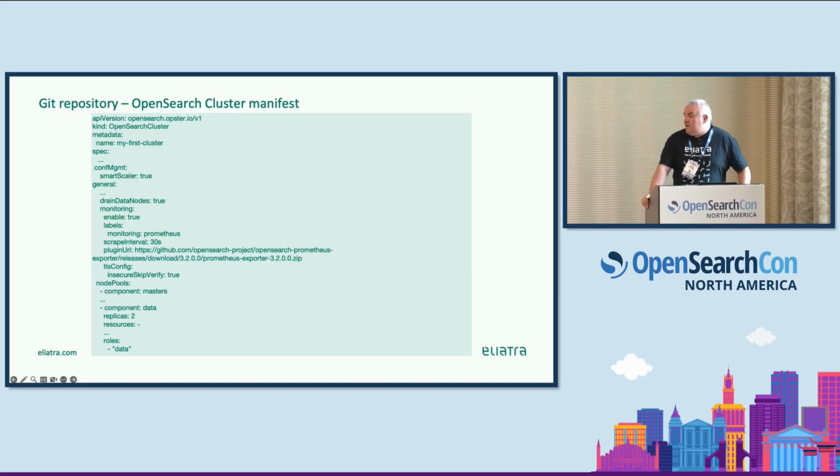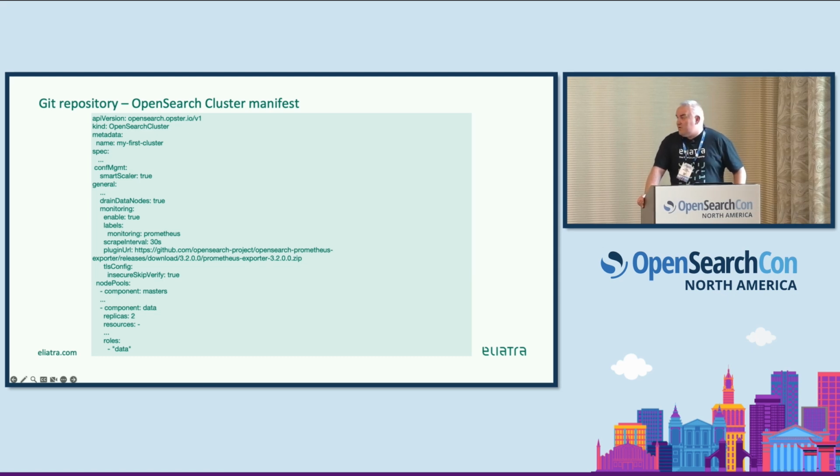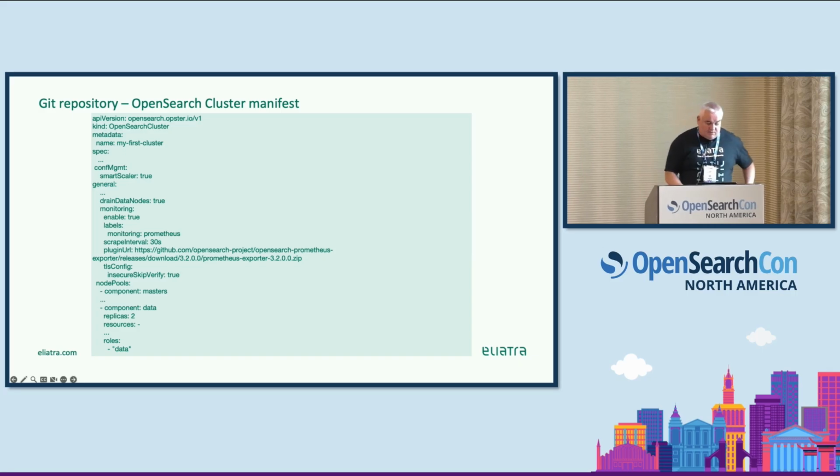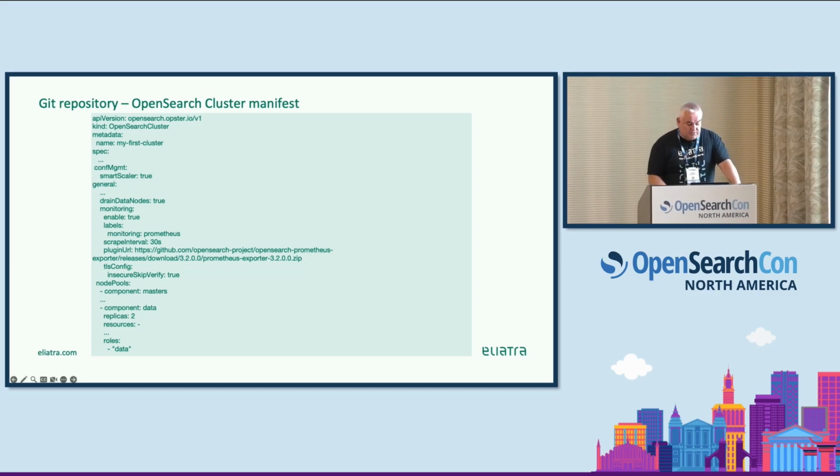There was a small block, let's say, on supporting latest versions, but since August, the OpenSearch project took care of the Prometheus exporter. So the versions now are up to date. So we can use that for exporting the metrics.